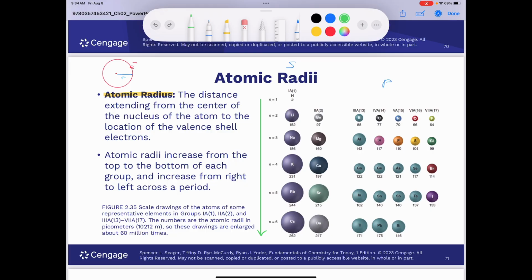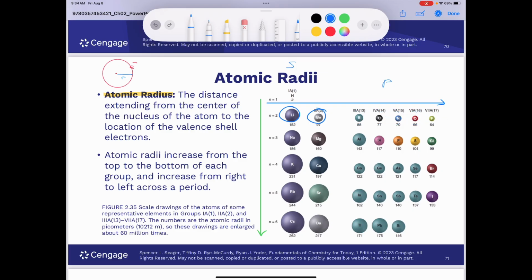Now, here's the next trend, which you might have to think about for a few minutes, but I'm going to do my best to explain it to you, okay? And that is that atomic radius decreases going across a period, from left to right, right? Look, if you go from lithium to beryllium to boron to carbon to nitrogen, oxygen, fluorine, you can see the elements actually get smaller.